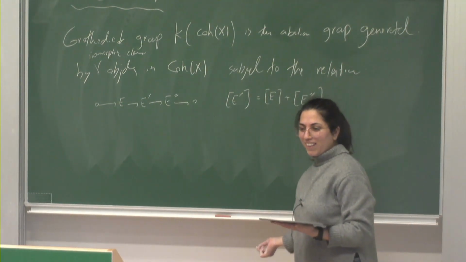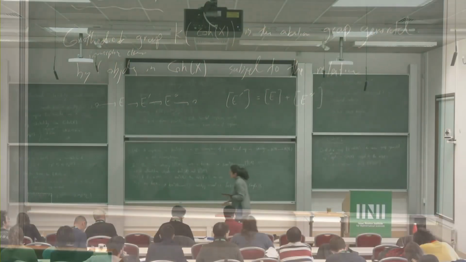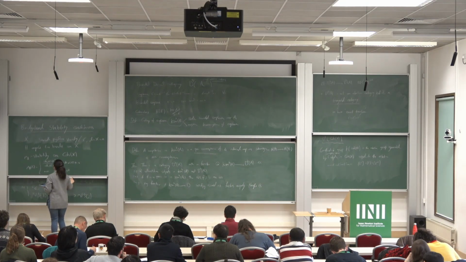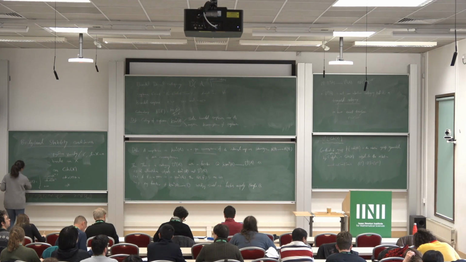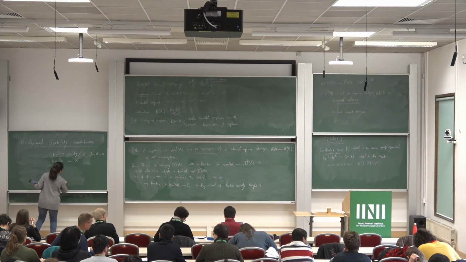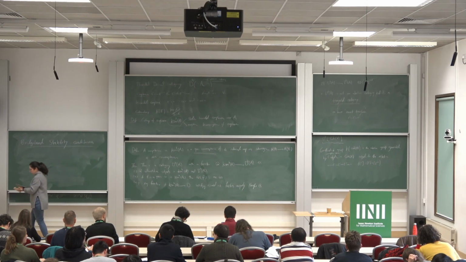So, let me maybe write it in other words. I need a finite dimensional lattice. That's why in practice I cannot really work with the Grothendieck group. I need to fix a finite dimensional lattice called lambda.